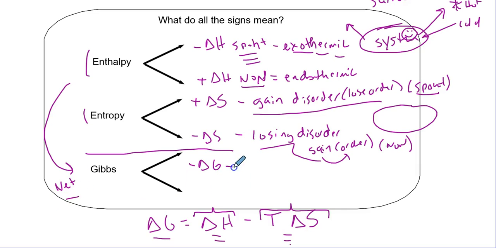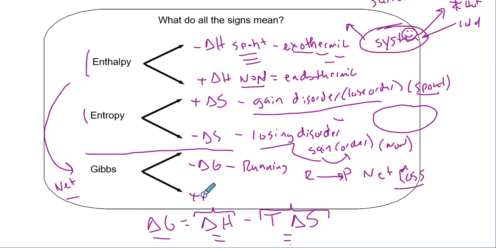Negative delta G means this reaction is running. When I say it's running, it means it's flowing from reactants to products. And there's going to be a net loss of energy. I don't know if it's going to be in terms of order or in terms of heat, but a net loss of energy. Okay.